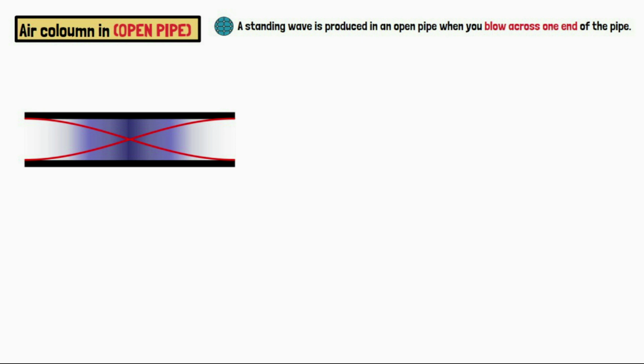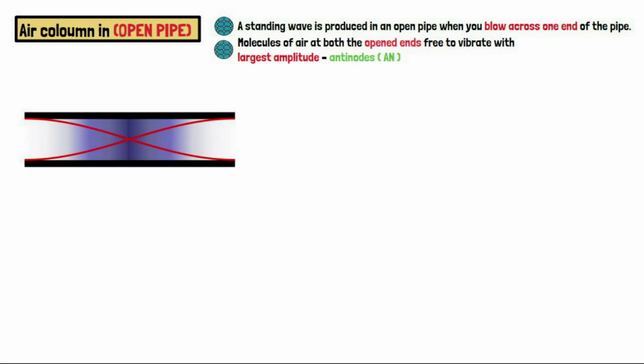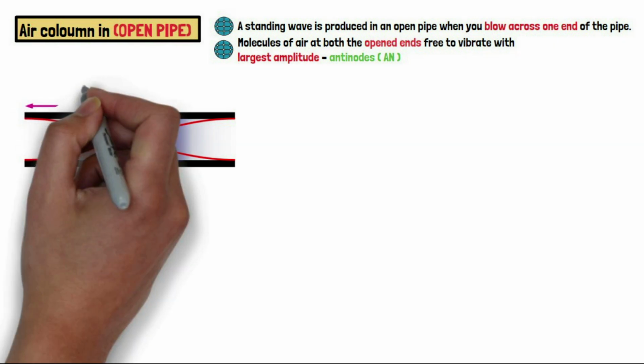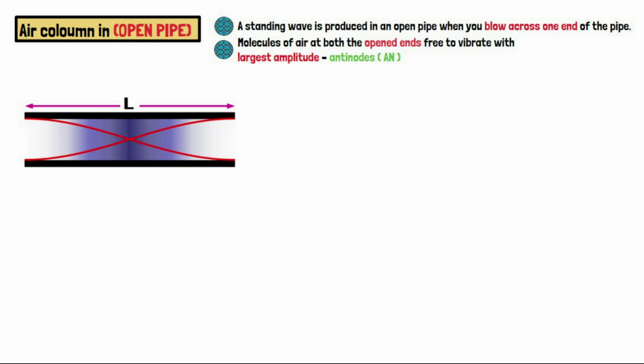So kita ada satu pipe, okay, di mana di hujung pipe itu kedua-duanya adalah open. Okay, so when you blow across one end of the pipe, so what happened? The molecules of air at both the open ends free to vibrate with largest amplitude. Okay, pada bahagian open pipe, kedua-dua bahagian tersebut, okay, terdapat vibration of air molecules where the vibration is the largest one at that point. Okay, so kita boleh labelkan at open side as antinode.